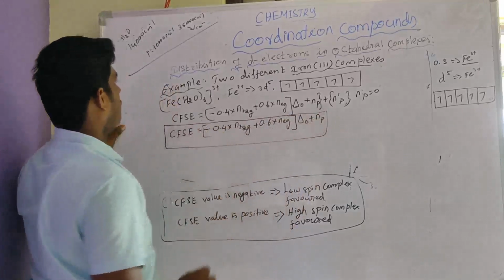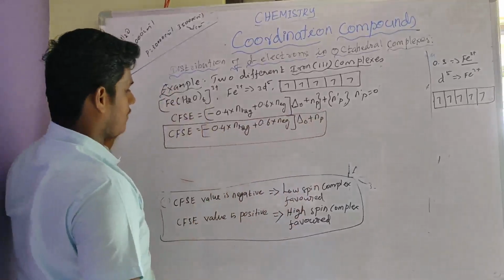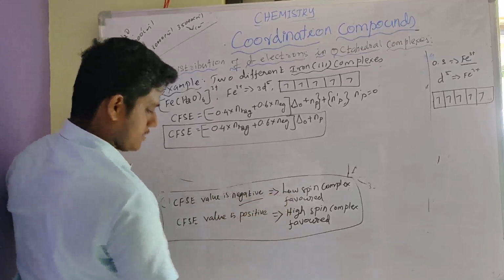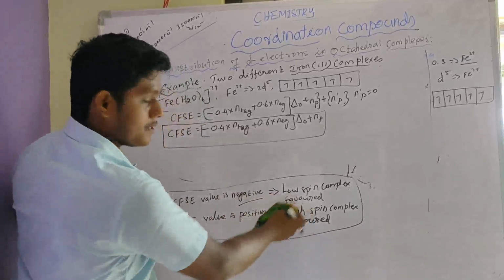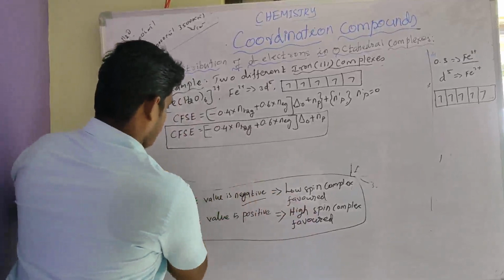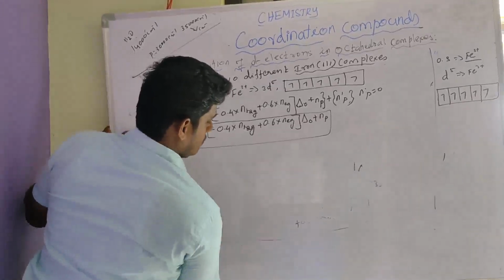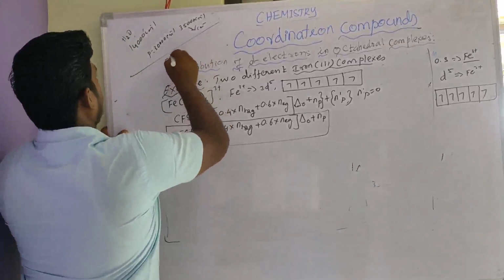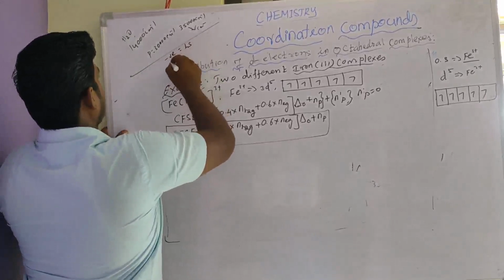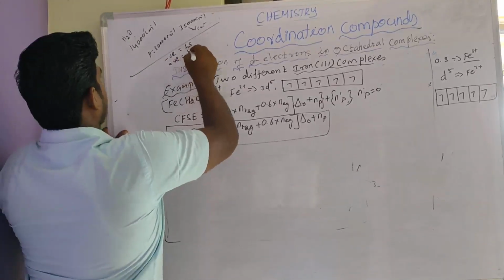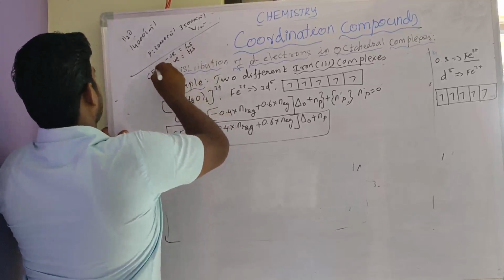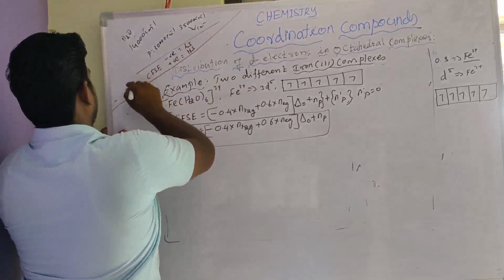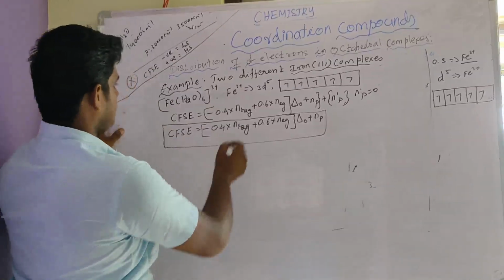Using this formula, it is a weak field complex. You know, if the CFSE value is negative, it is a low spin complex, and if positive, it is a high spin complex. Negative means low spin, positive means high spin. Crystal field stabilization energy is also given by this formula.